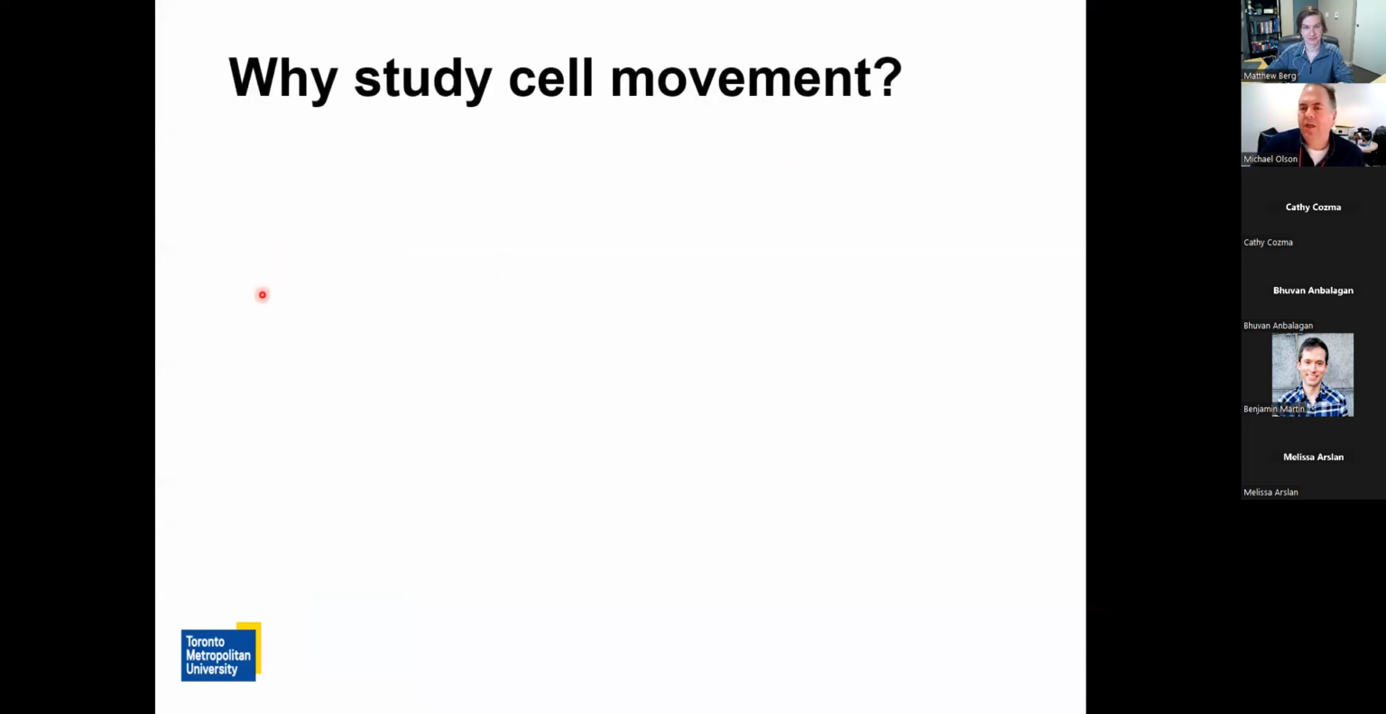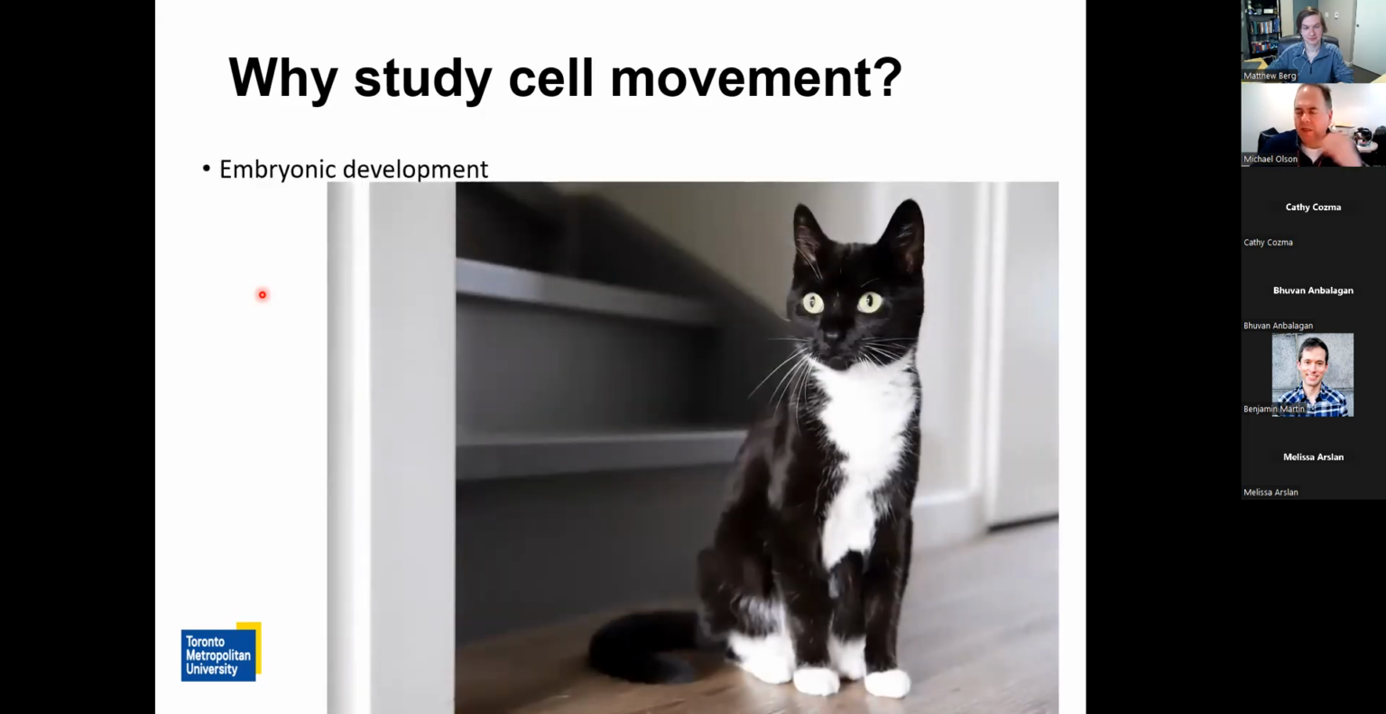So the question is, why study cell movement? And really, that's what we do. Cell movement is involved in numerous biological processes, including embryonic development. This cute kitty is actually a mutant cat. You can see its white belly and white fur is because of a defect in the way that melanoblasts migrate from the neural crest to the regions where they have to get to, which is why it has these white patches. It should be a fully black cat, but because it has defects in cell migration, it has this cute tuxedo look.